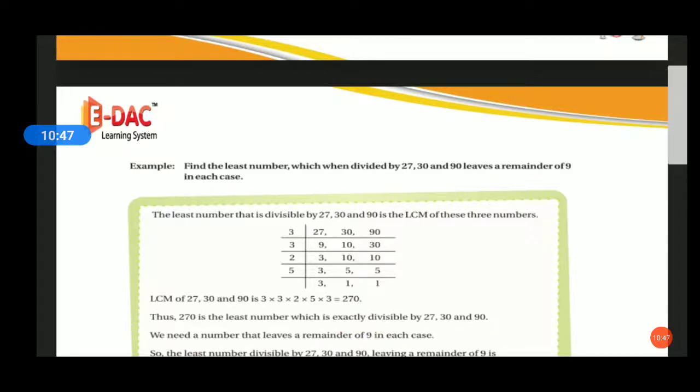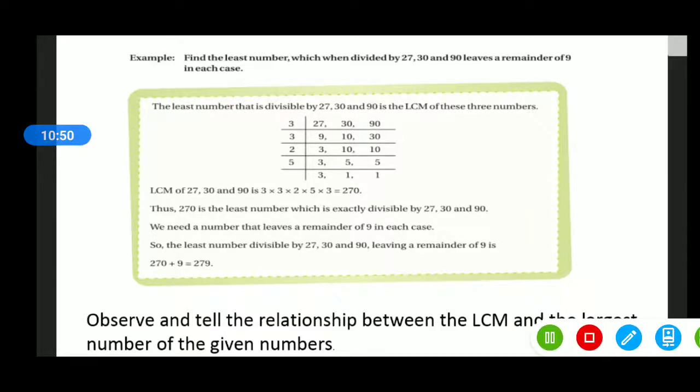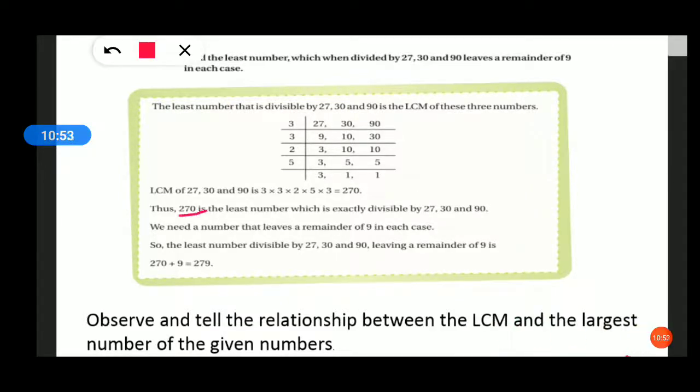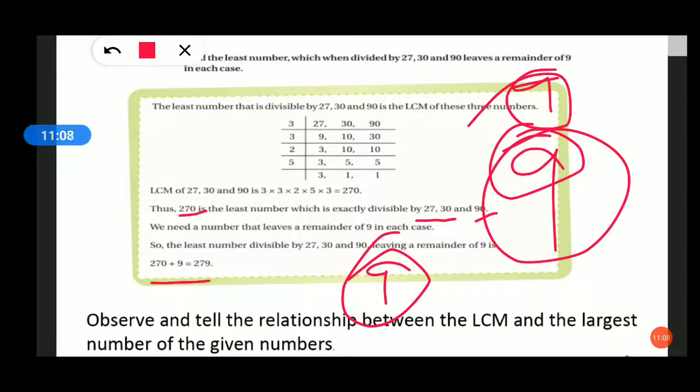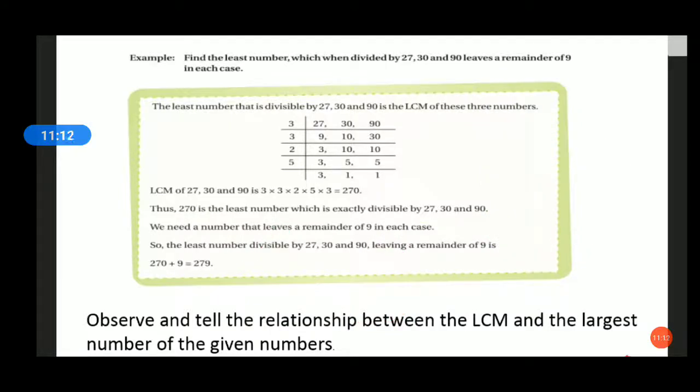Okay, so all of these are divisible by 270, but we need to have a remainder of 9. So what you need to do is add 9. Since it is divisible fully, you would get 0 as the remainder. To get 9 as the remainder, I am just adding 270 plus 9. So the answer is 279. When it is divided, you will get a remainder of 9. Okay.